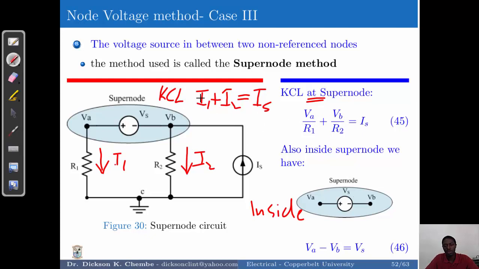So when we come to look at the equation for I1, we have VA minus VC, and we know VC is equal to 0. So it simply becomes VA over R1. And then I2 is VB minus VC over R2. That should be equal to IS. And that's the way we handle the supernode type of solution.